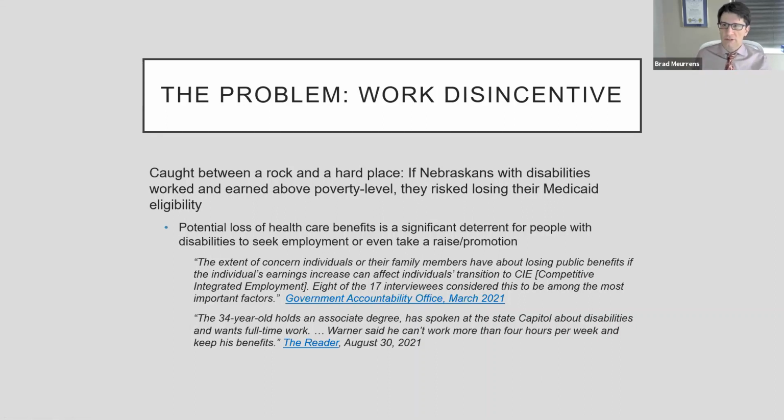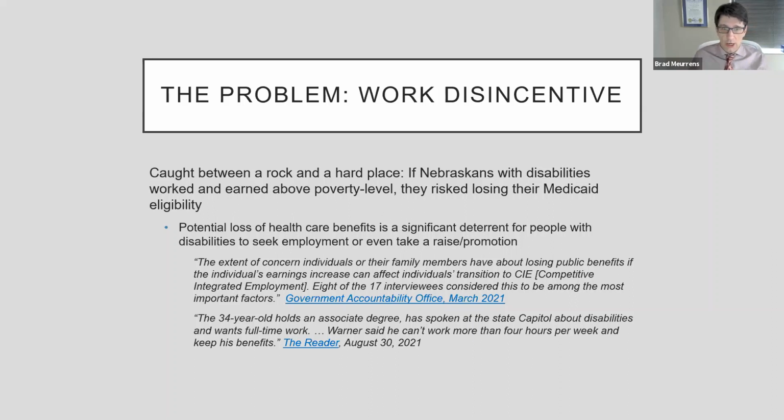Healthcare becomes a work disincentive. People with disabilities in Nebraska are often caught between a rock and a hard place. Well, at least they were. I'll get to why it's maybe a little easier in a little bit. But if Nebraskans with disabilities worked and earned above poverty level, generally they risked losing their Medicaid eligibility. Because remember, generally Medicaid financial eligibility is limited to 100% of federal poverty. If you're earning that $12,000 plus something for an individual of one, that's 100% of federal poverty.